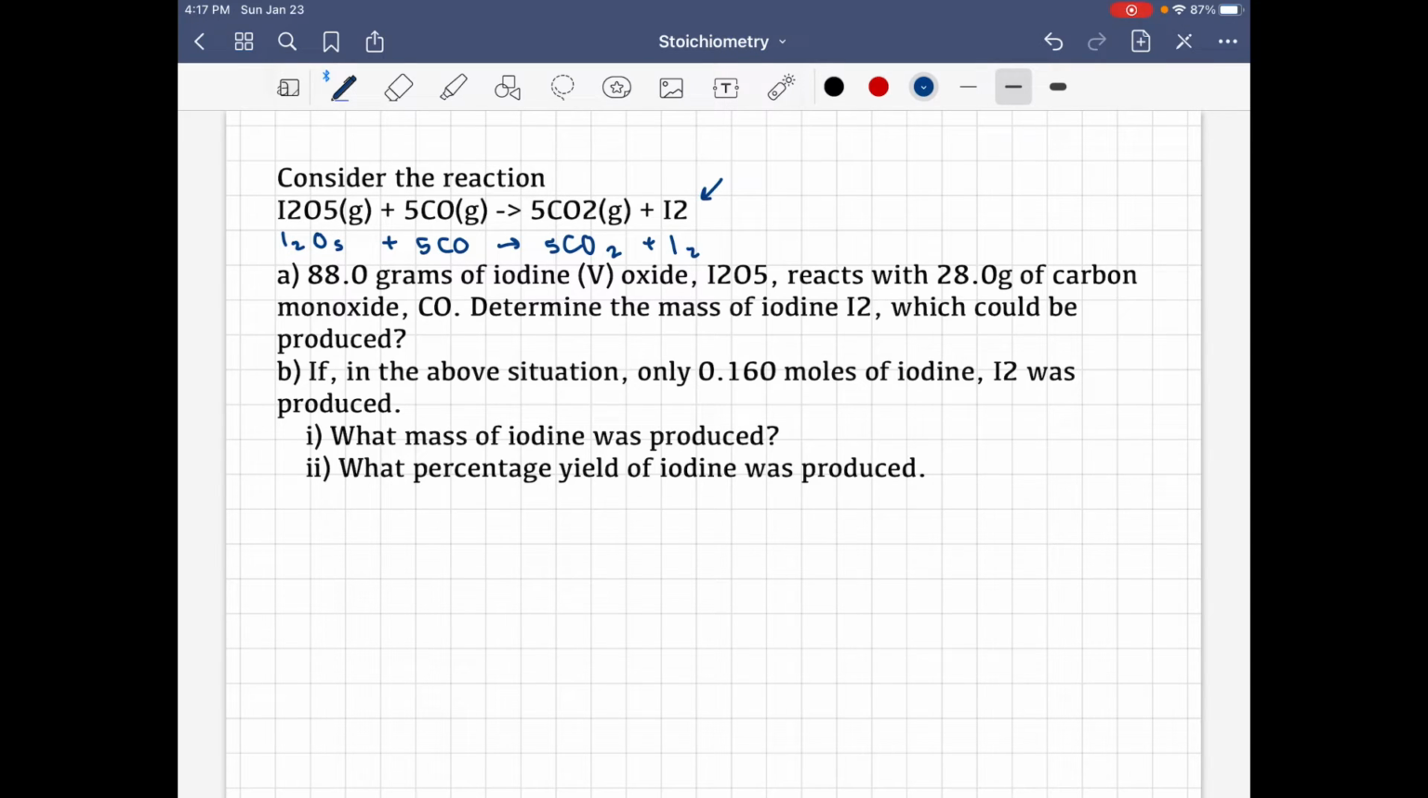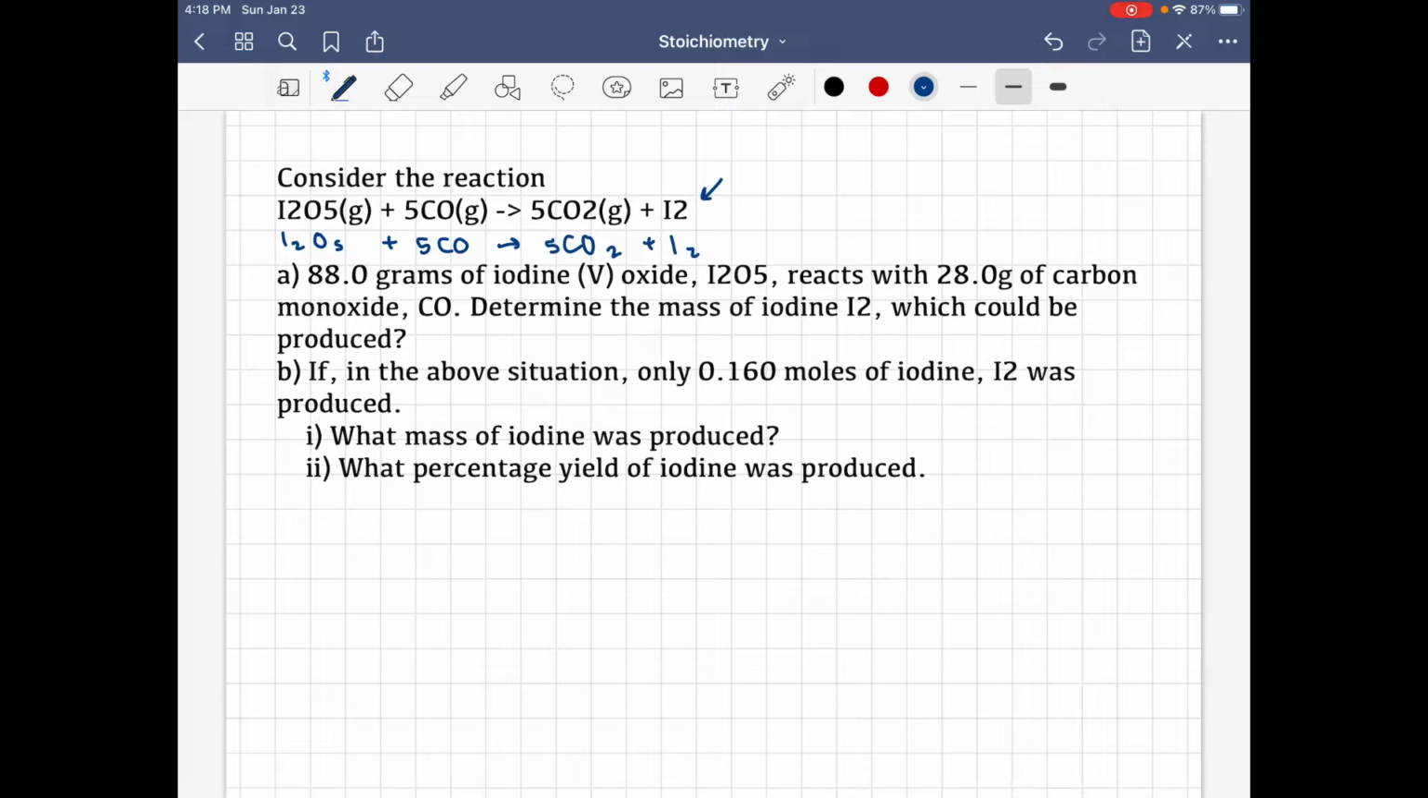Part A is asking: 88 grams of iodine pentoxide, I2O5, reacts with 28.0 grams of carbon monoxide, CO. Determine the mass of iodine, I2, which could be produced. Before we can do this, we need to determine our limiting reactant, because to find how much product our reactants are going to make, we have to use the limiting reactant, since there's less of that, and we're going to use all of that amount.